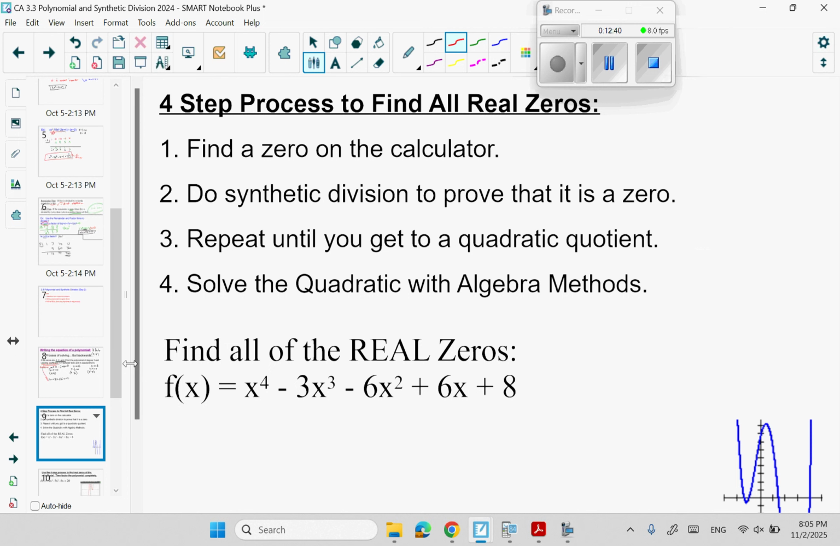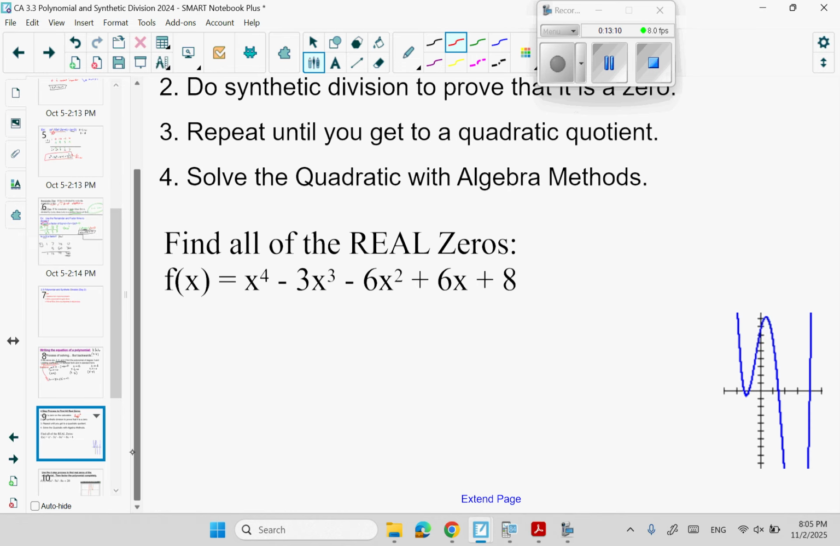Four-step process. Find a 0 on the calculator. Do synthetic division to prove it's a 0. What I'm looking for there is an x-intercept. Remember that they're x-intercepts. Synthetic division to prove it's a 0. Well, if it's a 0, by the factor theorem, I know the remainder has to be 0. And also, conceptually speaking, I'm solving for the y value. Well, what's the y value at every x-intercept? Well, that'd be 0.